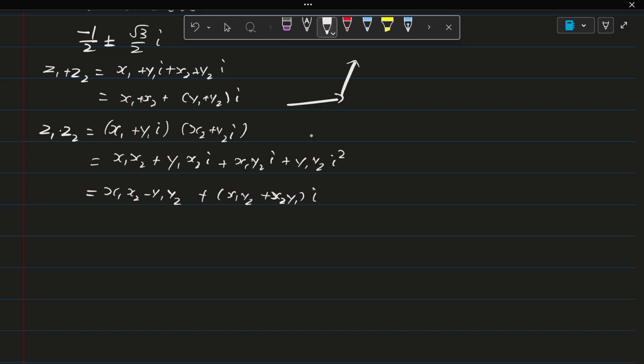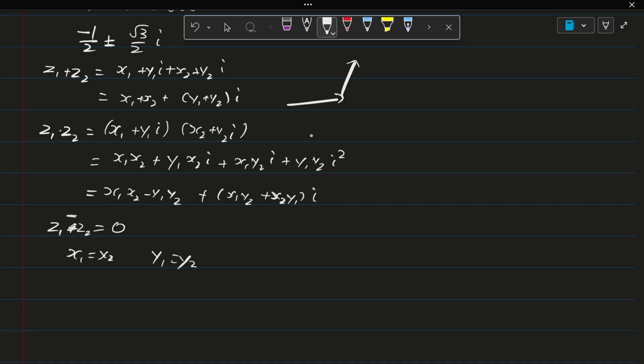So with these two pieces of information, we could just state, let's say, if z1 minus z2 is 0, or pretty much stating that z1 equals z2, we observe that x1 must equal x2, and y1 must equal y2.